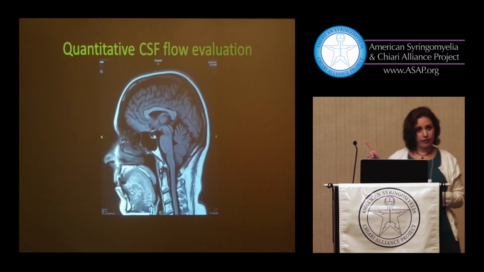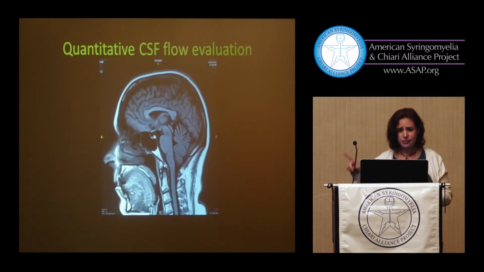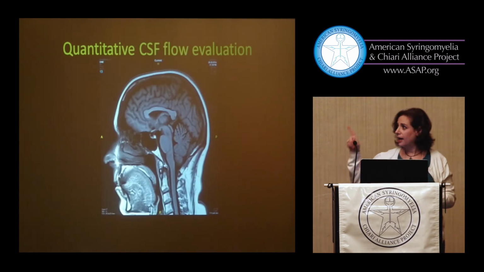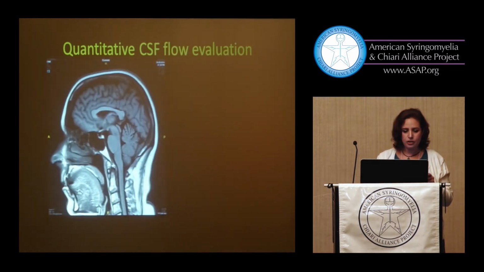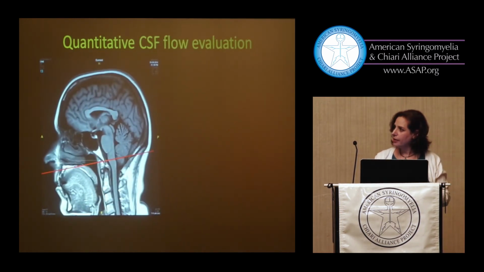We can do quantitative evaluations. We can get numbers. We love numbers. I love numbers, and I'll tell you why shortly. And the way we do this is instead of taking the kind of image I showed you, we actually take a slice through one level. And the level is an issue, and we can all talk about it.